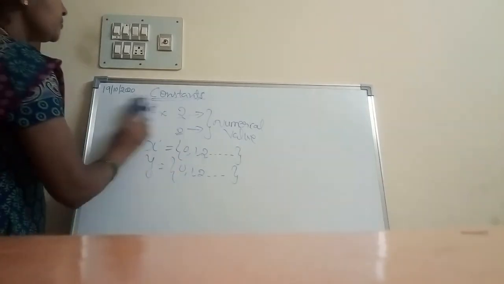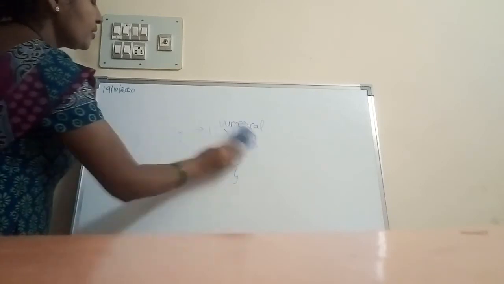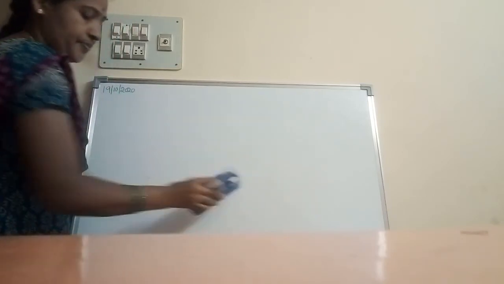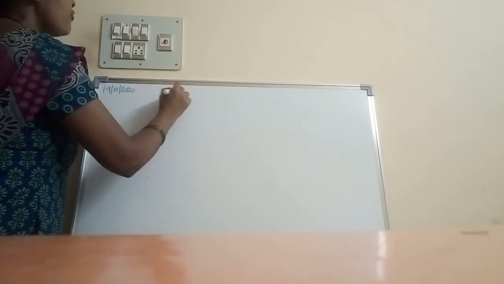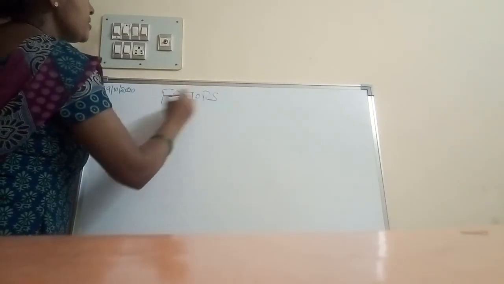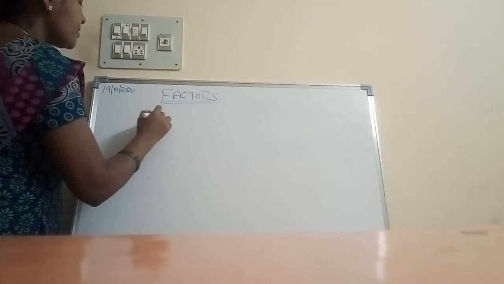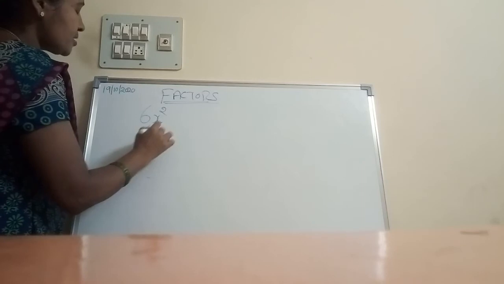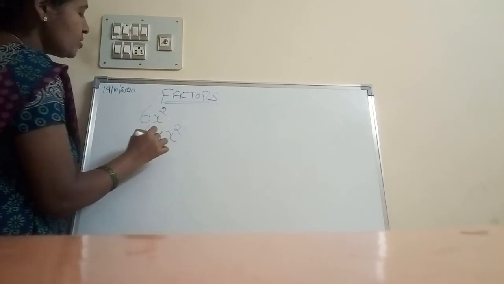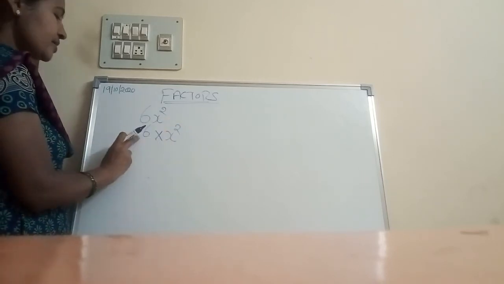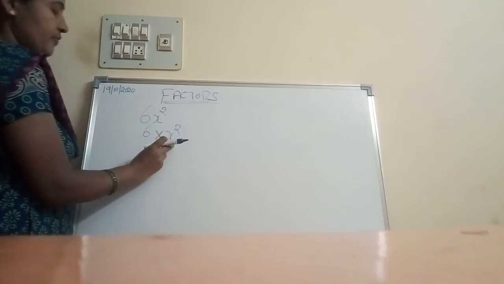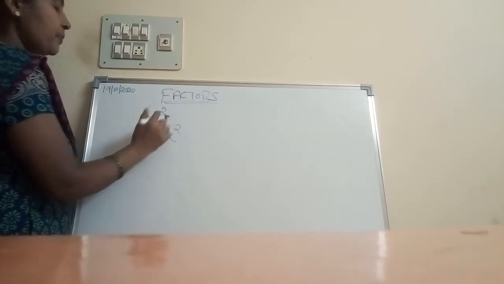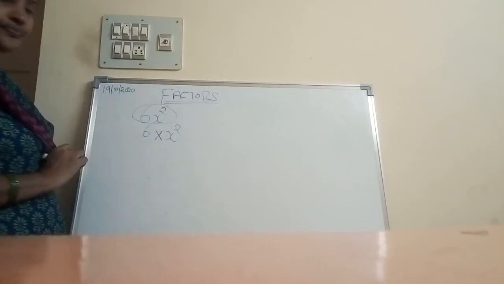Okay. Now, let me explain about the factors. What do you mean by factors? Okay children, let me consider one example for that. 6x square. Here 6 is one term and x square is another term. Let me use the multiplication symbol here. When these two terms are multiplied, we will get 6x square. That is another term.